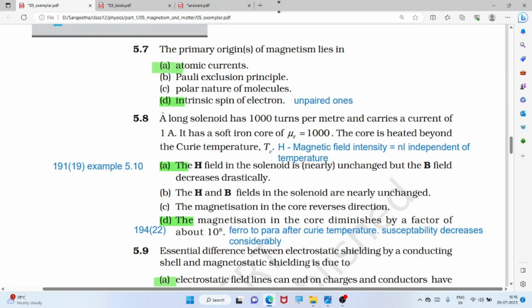The primary origin of the magnetization is the atomic currents and the spin of the electrons. The spin and orientation of the electrons, mainly due to the unpaired electrons, is the origin of the magnetization.